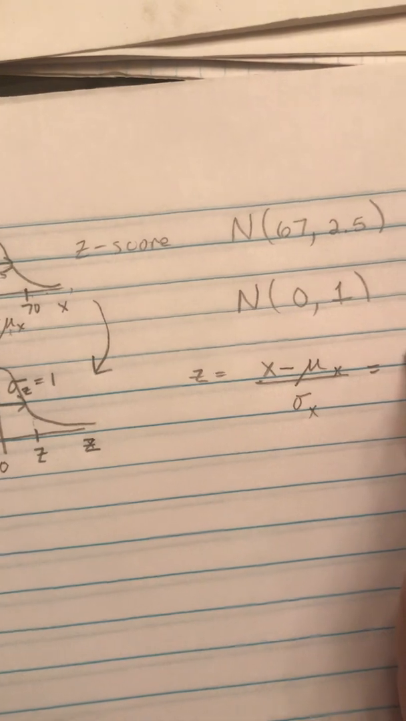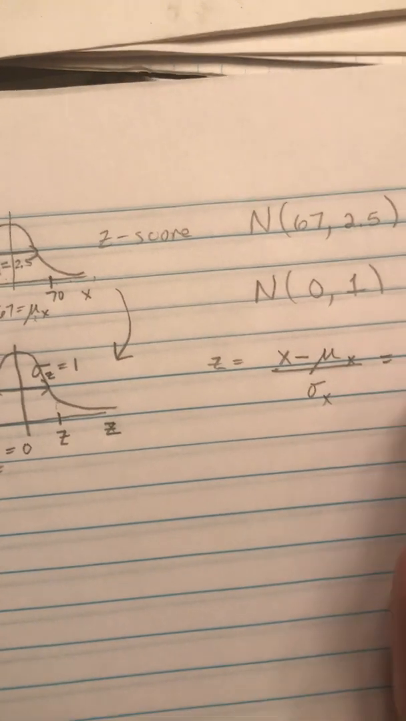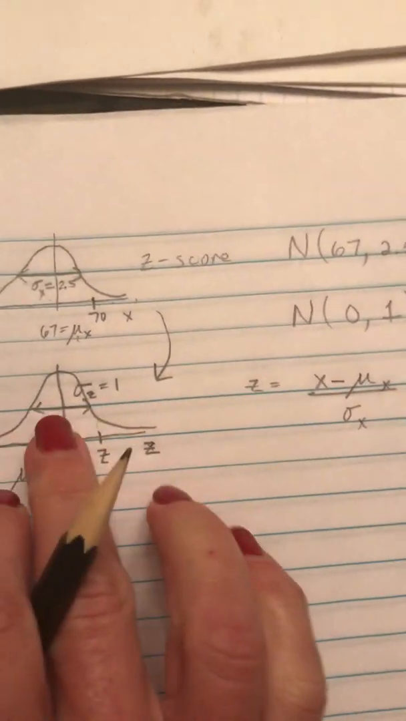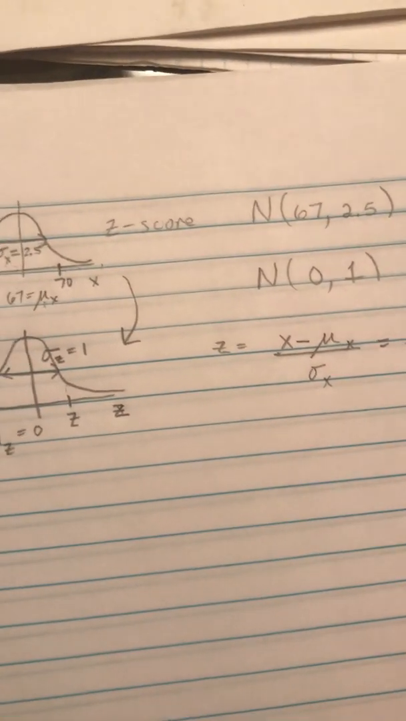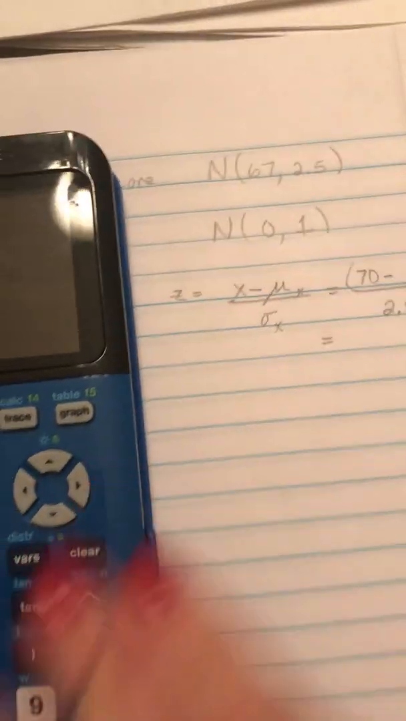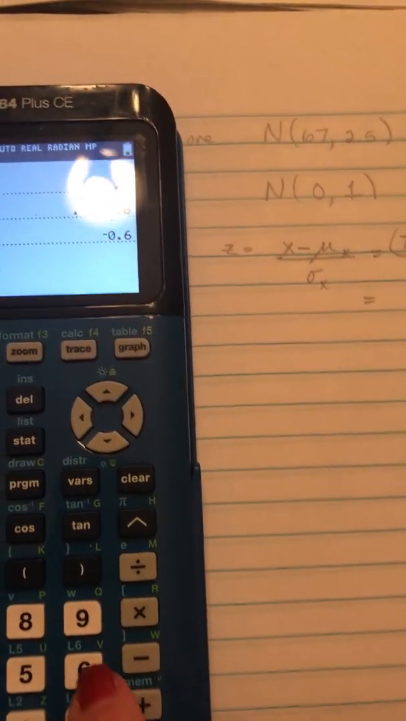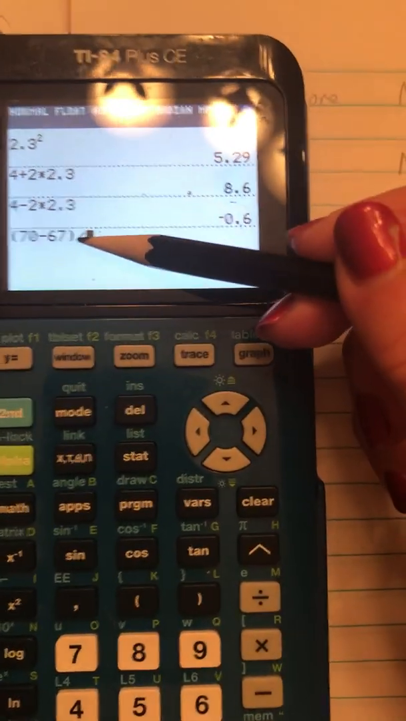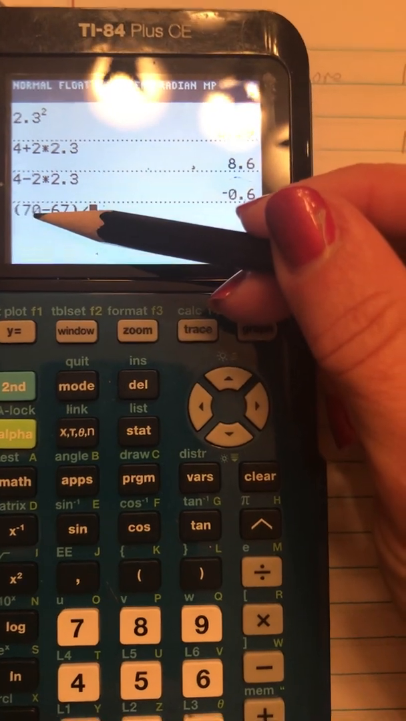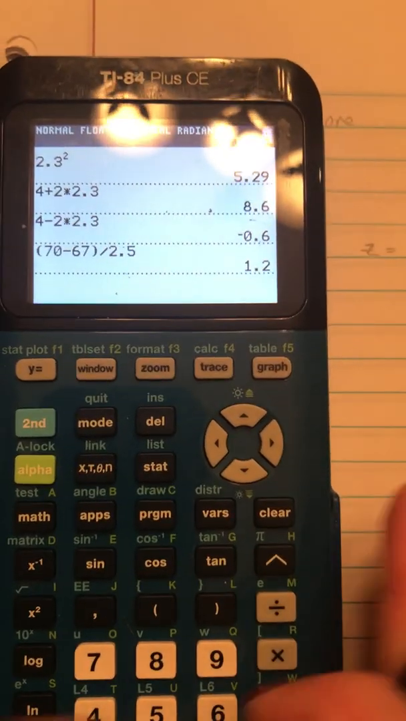So we have Henry's score of 70. We're sliding it down by 67 points. And then we're going to scale the standard deviation so that's now 1. That means we'll divide all the values by 2.5. So putting that into the calculator, make sure that you treat the numerator separately. So I'm going to put 70 minus 67 in parentheses. If I didn't have the parentheses there, then after the division sign, division would come before subtraction, and so we'd get an incorrect value. Dividing by that standard deviation, the z-score is 1.2.